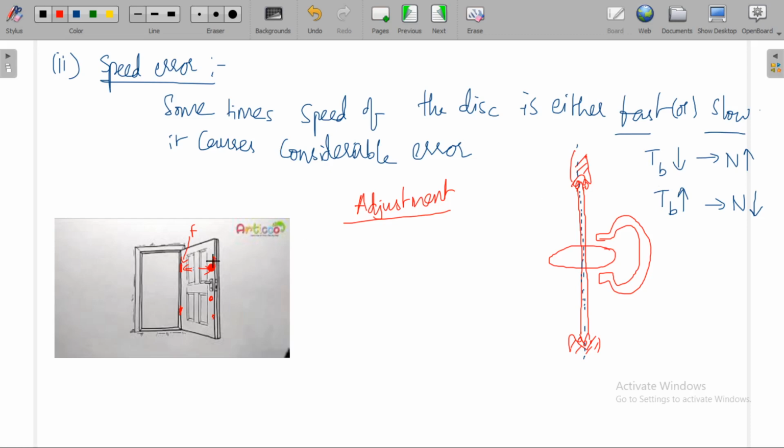Now if I apply force at a greater distance from the hinge, it is easy to move the door. Similarly, if this braking magnet is moving away from the center of the spindle, then TB will be more. If the opposing torque is more, the speed of the disc will be decreasing. Likewise, by changing the position of this braking magnet, you can control the speed of the disc.